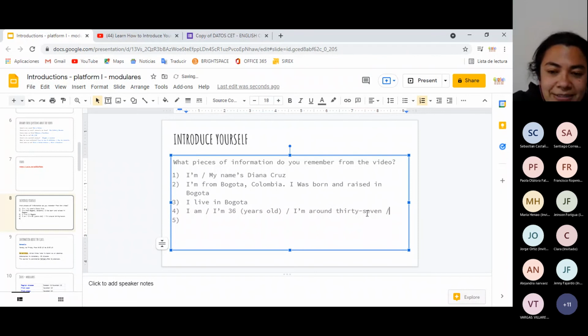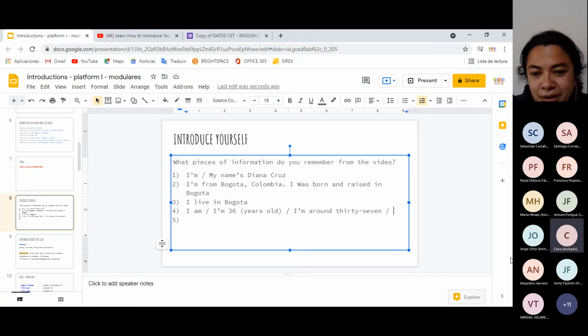Other possibility, guys? Does anybody remember other possibilities? Go on, Clara, what possibility do you remember from his information? I am in my 40s. Yes, in my case, I am in my 30s, right? I am in my 30s.